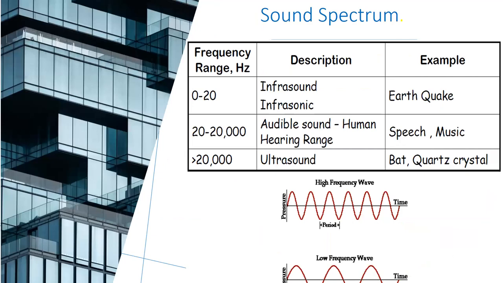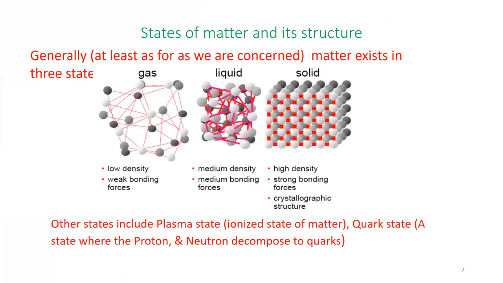So how much can we listen to? Infrasonic or infrasound, we cannot listen to. That is 0 to 20 hertz, for example earthquakes. 20 to 20,000 hertz is audible sound, the human hearing range, speech, music, etc. Greater than 20,000 hertz is ultrasound, as with bats and quartz crystals, high frequency or low frequency.